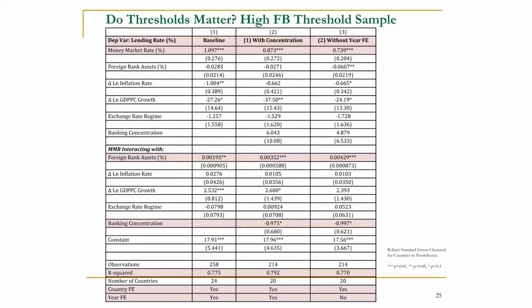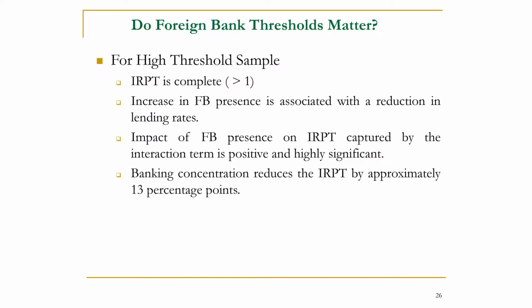And then we run the same set of regressions to test the relationships of interest, and we do find that it matters a lot in the high threshold sample. The interest rate pass-through is incomplete, and an increase in foreign bank presence is associated with higher pass-through. All this conforms to the priors broadly, but what is also interesting is that when you control for banking concentration as well, it reduces the pass-through by approximately 13 percentage points. We don't know what's really going on there, but that's something to think about and tease out better.